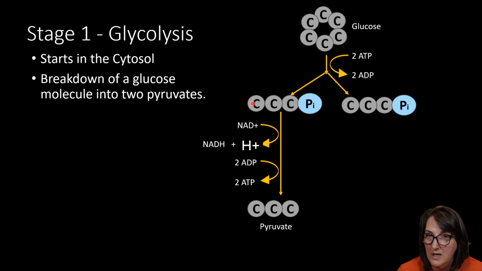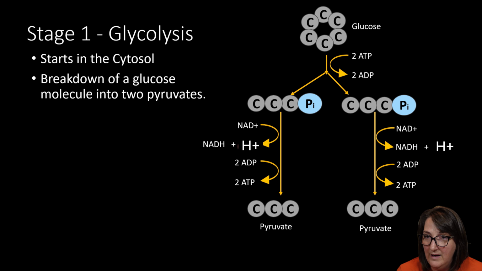But remember, I had 6 carbons. This was just 3. So what do you think is happening over here? The exact same thing. So for 1 glucose in glycolysis, I can have NADH, I can have hydrogens, and I can bring in 4 ATP. They call this part here my energy investment stage. I had to invest 2 ATP to get this process started. Once this gets put in, then it just kind of starts to work.